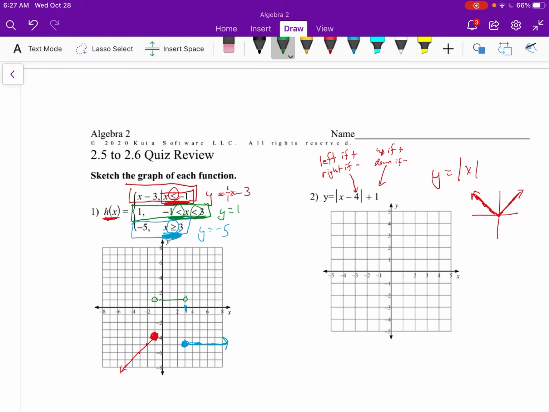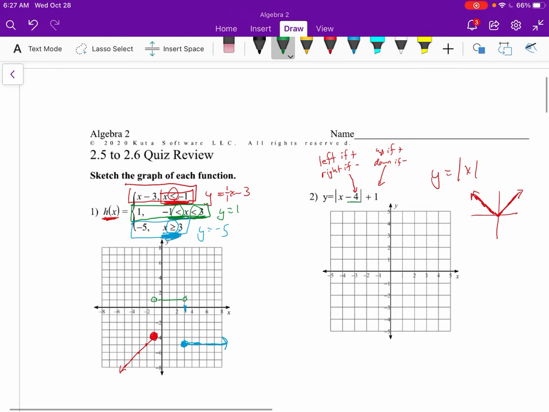And so this one is going to move right because it's negative, so right 4, and since this is positive, it's going to be up 1. And so our normal vertex is at 0, 0, but this is going to move right 4 and up 1. So it's going to move to this spot right here. And we're going to have that V shape. The right side is going to have a slope of 1. This left side is going to have a slope of negative 1. And there is the graph of that absolute value equation.